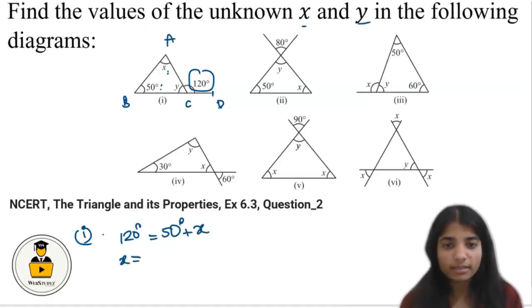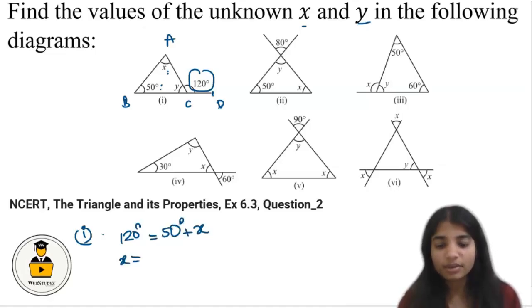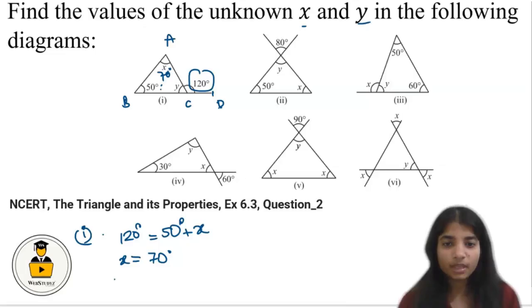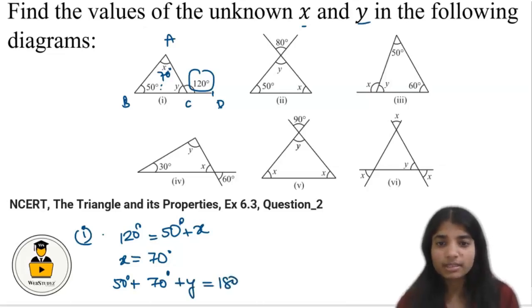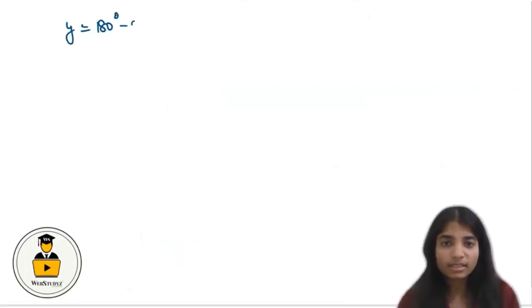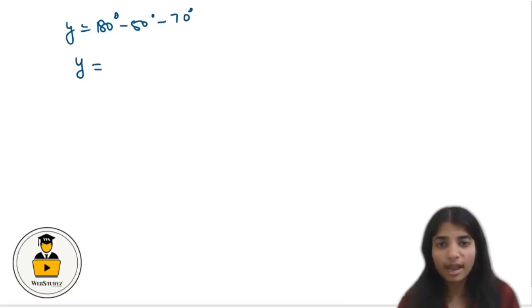So solving here, x becomes equal to 120 minus 50, which is equal to 70 degrees. So from here we get the value of x, that is 70 degrees, and we know that the sum of all the interior angles of a triangle is equal to 180, which means 50 degrees, that is B, plus angle A plus angle C, that is y, is equal to 180 degrees. So we can say that angle y is equal to 180 degrees minus 50 degrees minus 70 degrees. Solving this, we get the value of y, that is equal to 60 degrees.